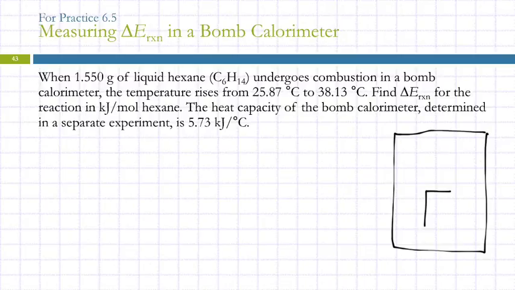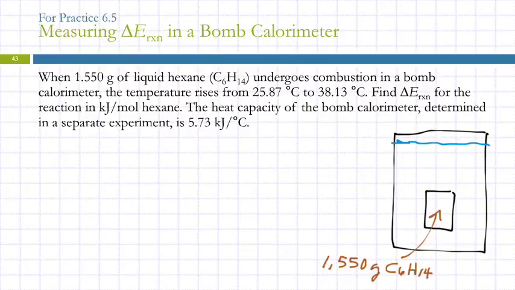So there's our bomb calorimeter. There's water in here, and let's do orange maybe. Inside the bomb, we have 1.550 grams of liquid hexane that's combusting, it's burning. It's going to release heat when it does that. We could write the chemical equation, but we don't need it, so we're not going to. When this burns, giving off heat, the heat is absorbed by the water in the calorimeter and the temperature changes.